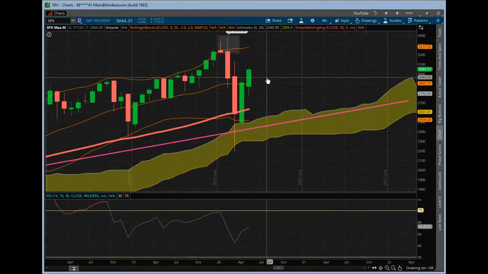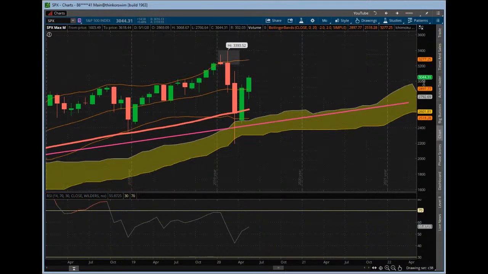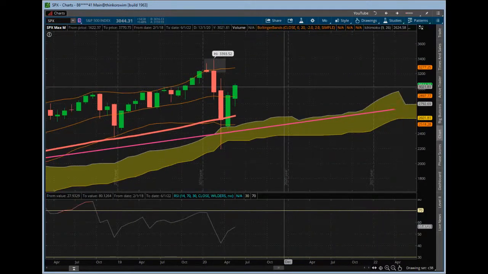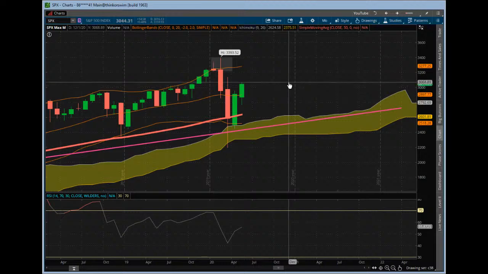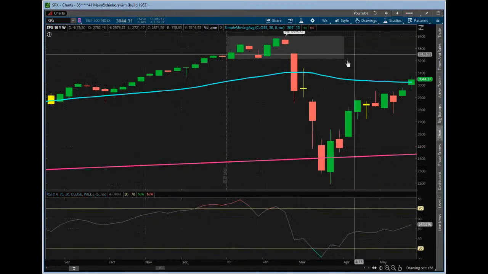Lots of economic data is coming out, and of course we have some inner turmoil within the country that's going on, so we'll see how that all plays out. So that's the monthly chart. Let's take a look at the weekly chart.